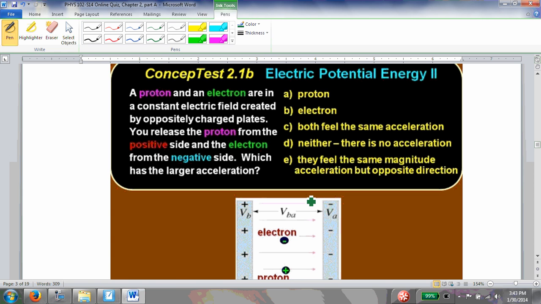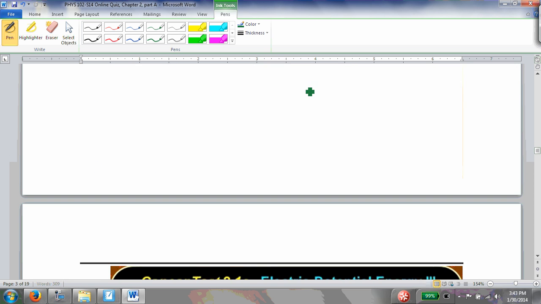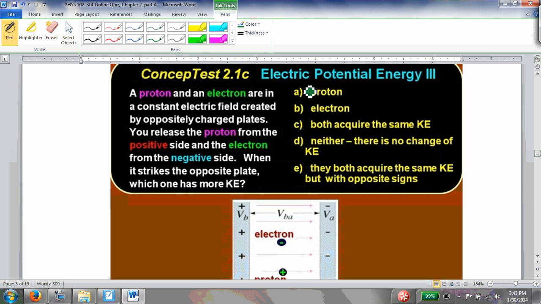A proton and an electron are in a constant electric field. You release the proton and electron from the negative side. Which has the larger acceleration? They feel the same force, so the electron, which is smaller, feels the larger acceleration. Similar to a question we had before. Which one has more kinetic energy?